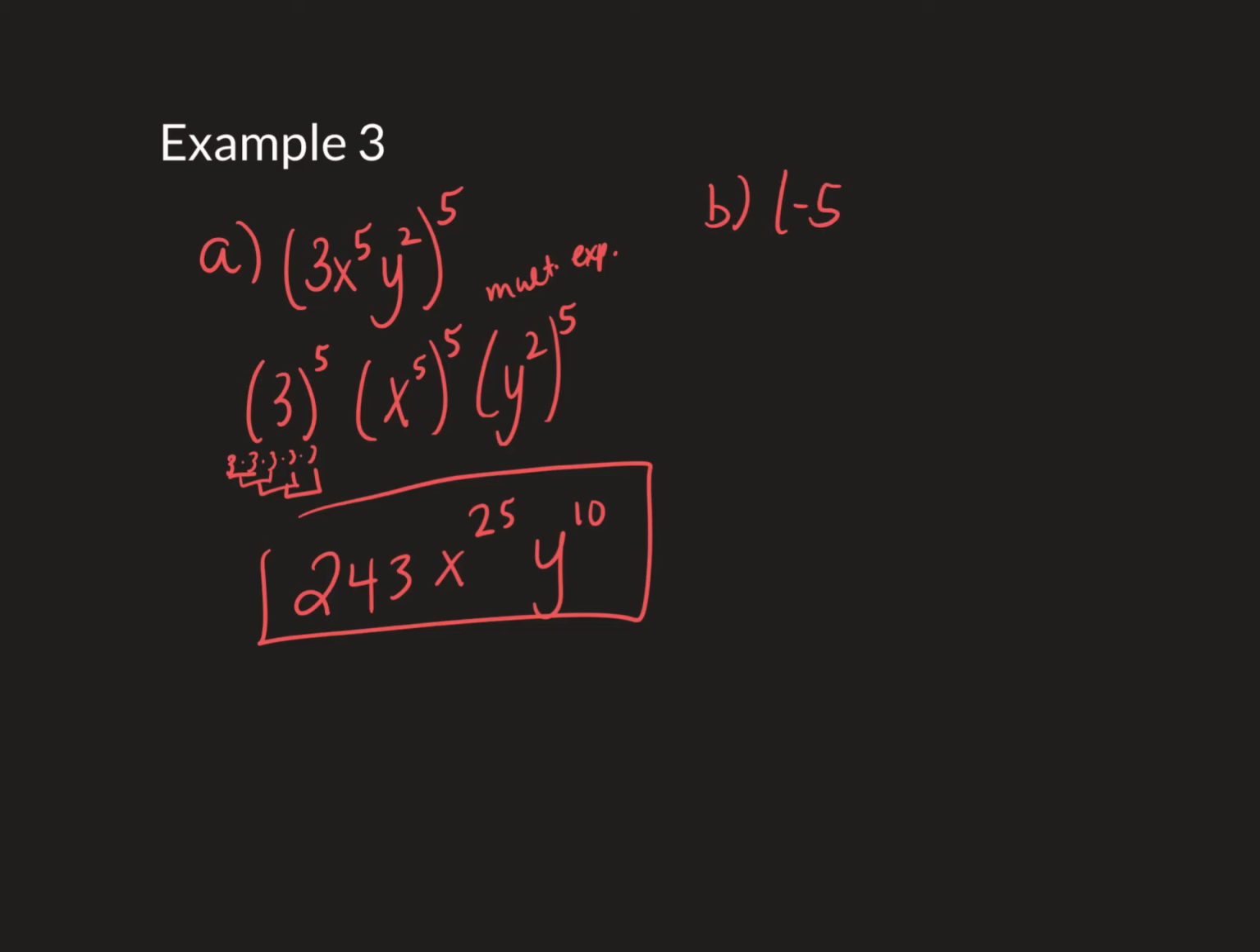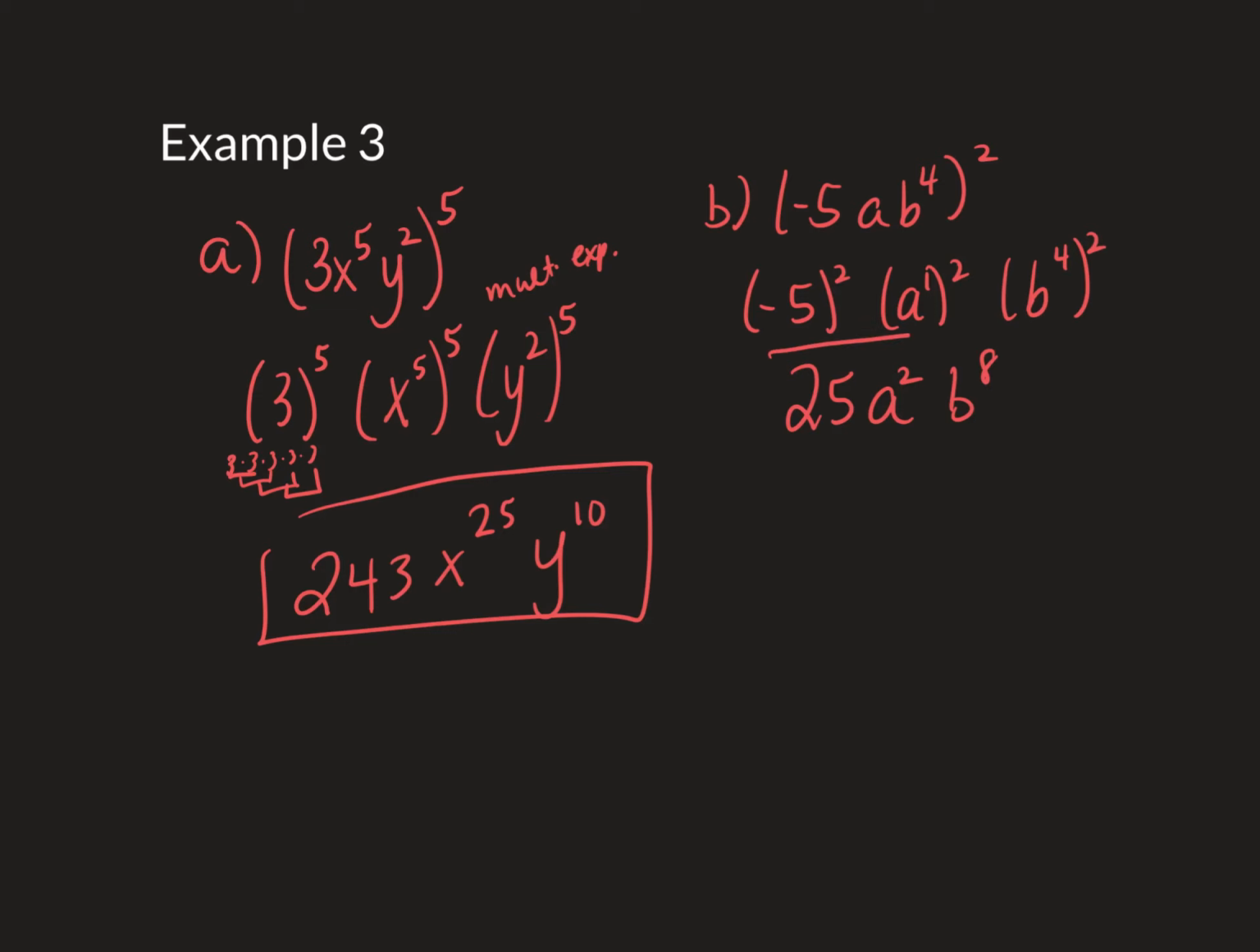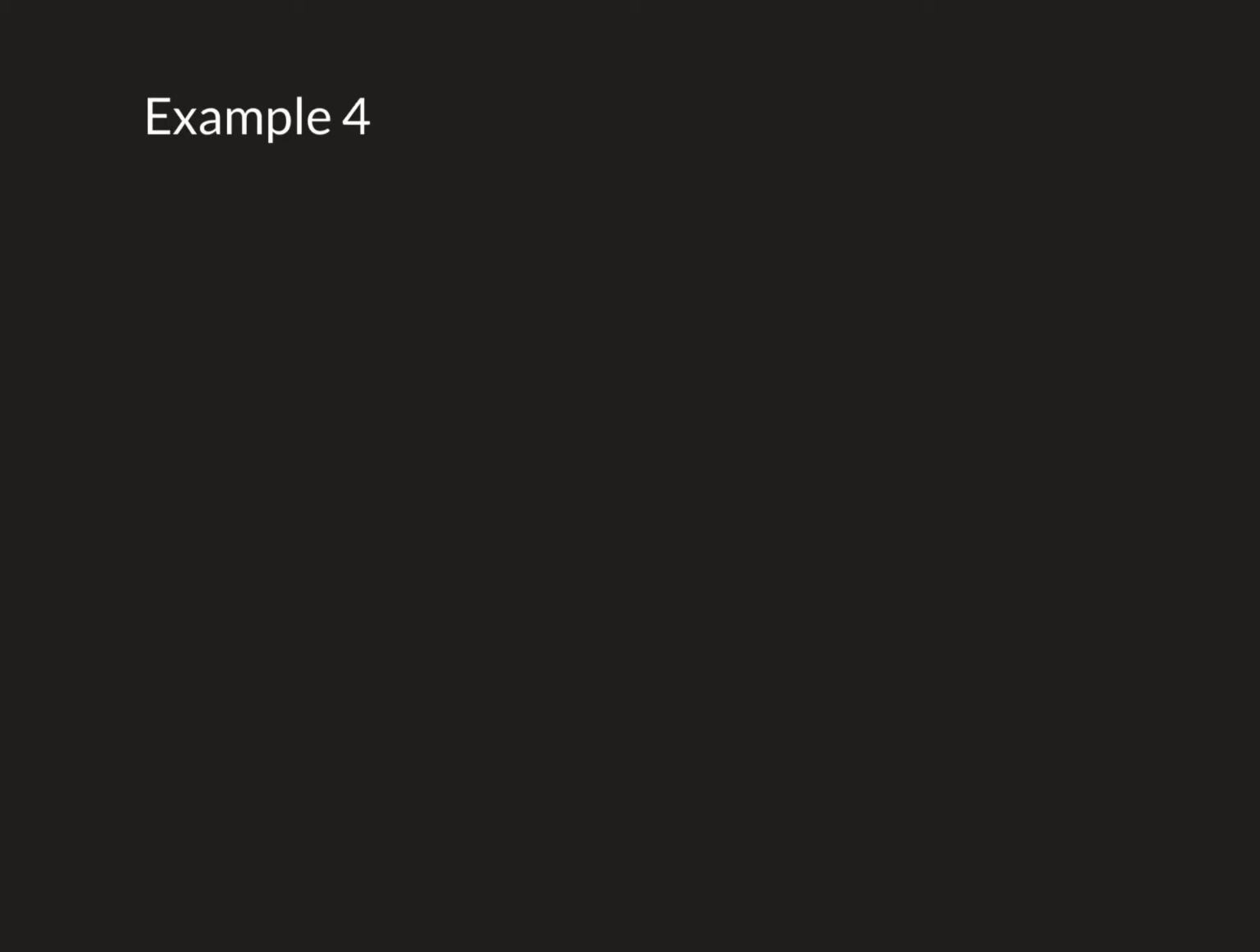For my second one, negative 5a b to the fourth raised to the second power. So that means I'm taking negative 5 to the second power, a to the second power, and b to the fourth to the second power. So I have 25 a squared because 1 times 2 is 2. B to the 8th because 4 times 2 is 8. Multiply your exponents.